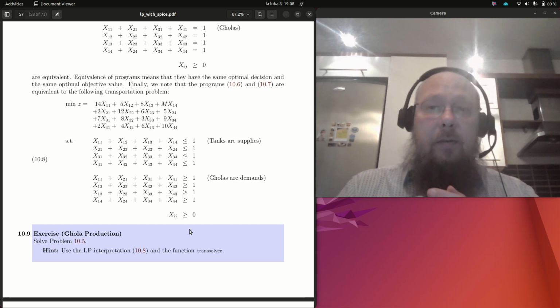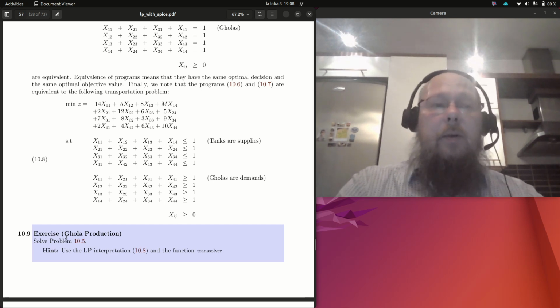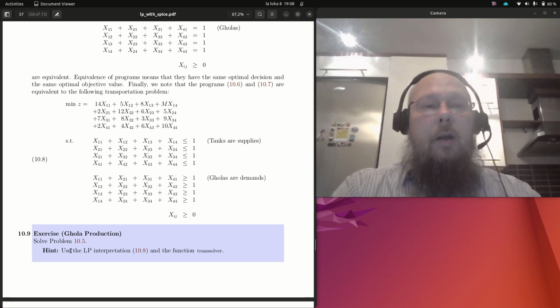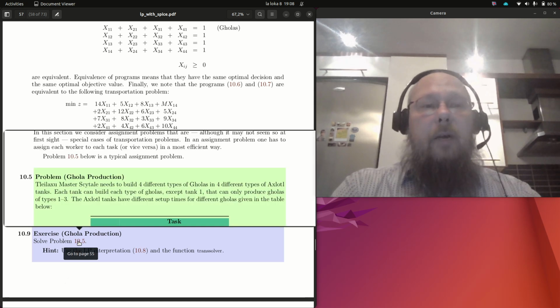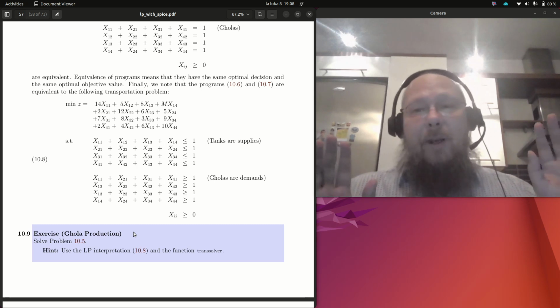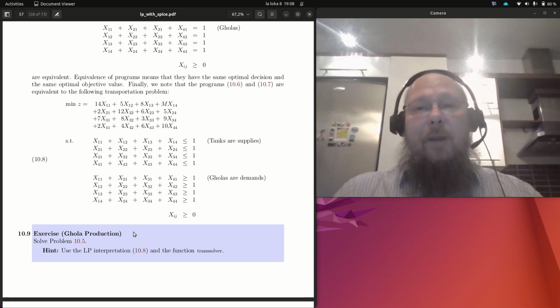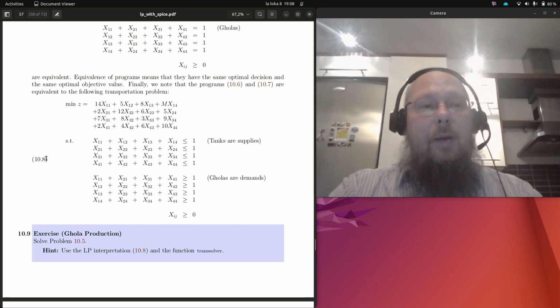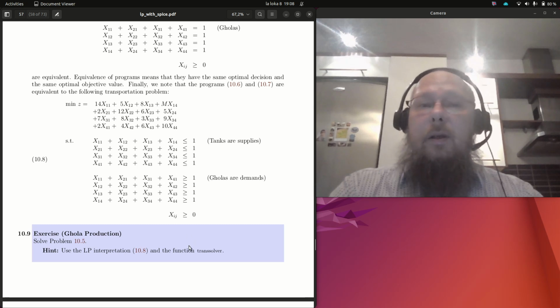Okay, I haven't solved this problem. The solution will be exercise 10.9, cola production. So solve the problem 10.5. This was the problem of cola production. And how do you solve it? You can solve it many ways, but what I'm looking at here is the solution where you look at 10.8 and notice that this is a transportation problem, so you can solve it by using TransSolver.